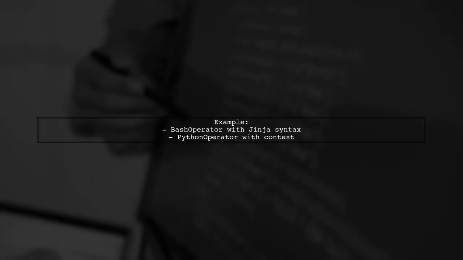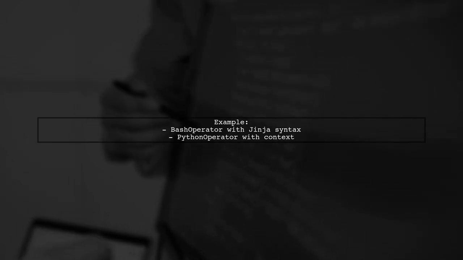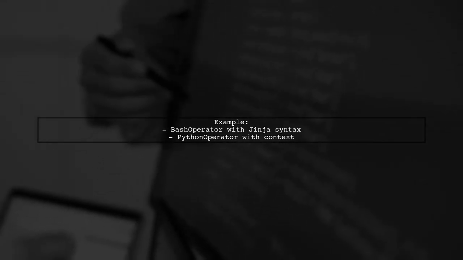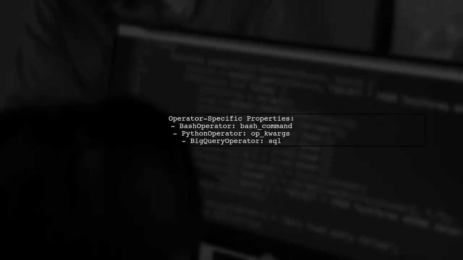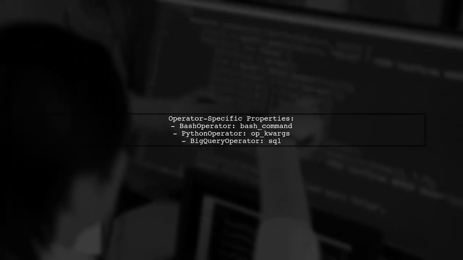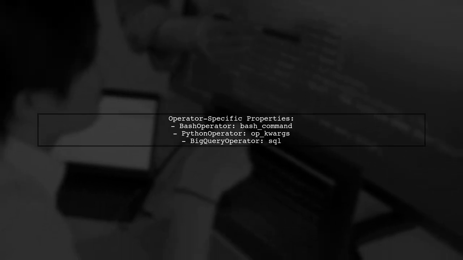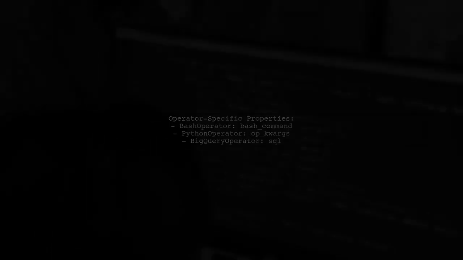Some operator properties can be processed by Jinja, allowing you to use template syntax. Here's a quick example using Bash and Python operators. Remember, the ability to use variables depends on the operator. For instance, Bash operator uses Bash command, while Python operator uses op_kwargs. In summary, you can use user-defined macros in any place where Airflow macros are applicable, enhancing your workflows.